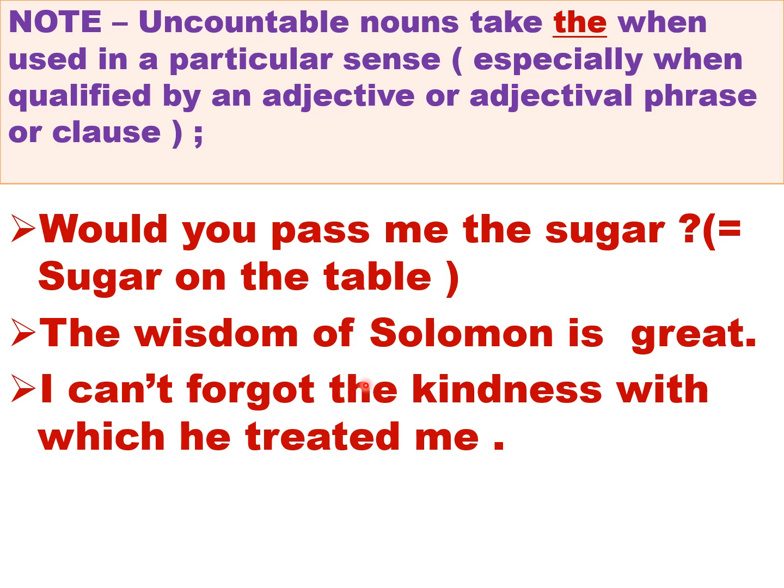When we talk generally, there is no need for us to use the definite article before uncountable nouns. But when we talk about a particular thing or when we talk in a particular sense, we can use the definite article the.